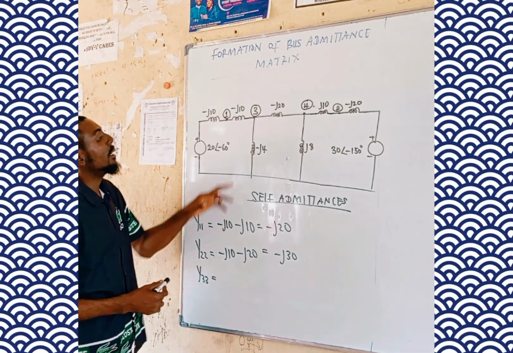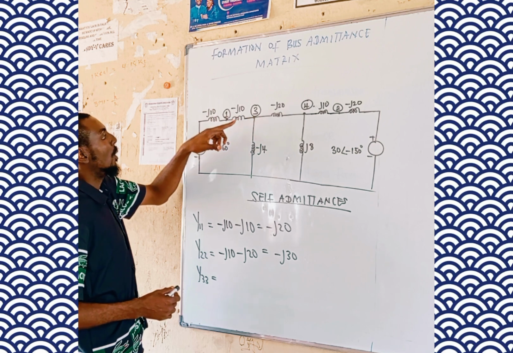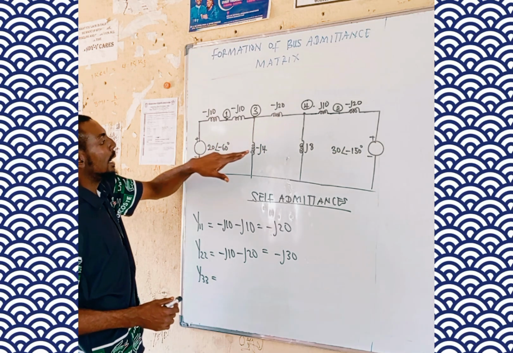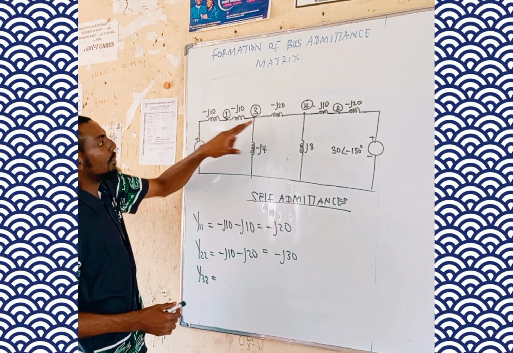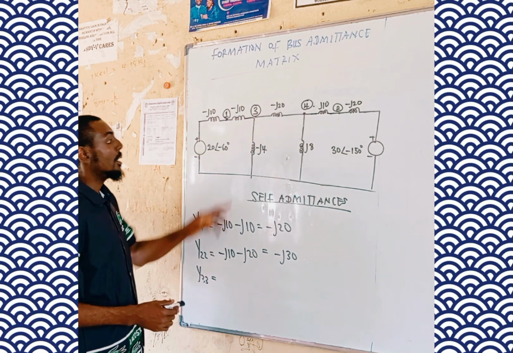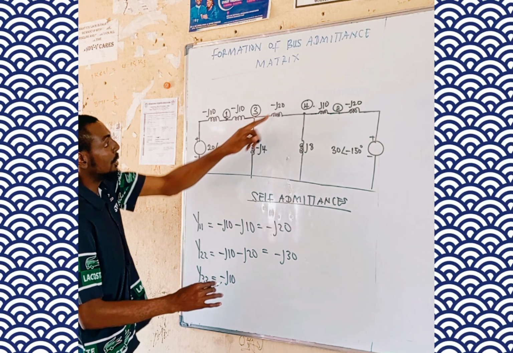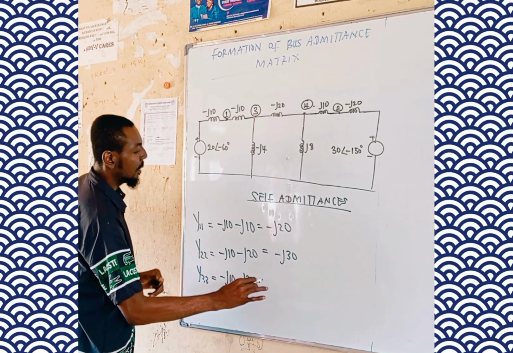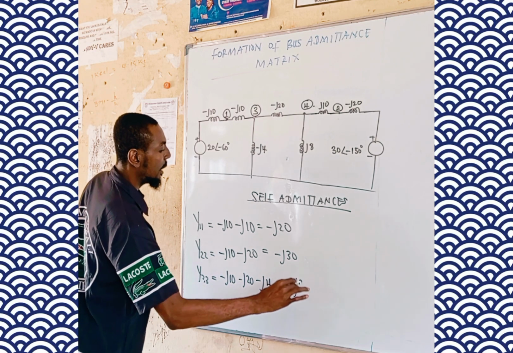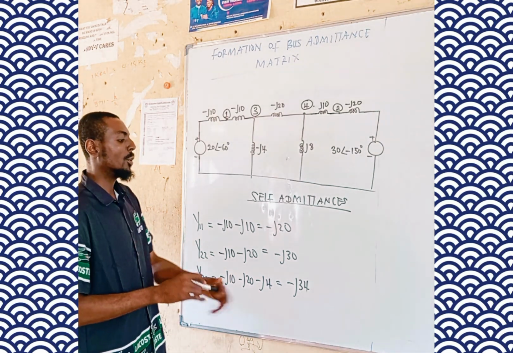So Y33 is all the admittances connected to bus 3, which are minus j10, minus j20, and minus j4. So these are the 3 admittances connected to bus 3, and that form the basis of Y33. So the admittances are minus j10, minus j20, minus j4. Of course, we have minus j34. That's minus j10, minus j20, minus j4 equals minus j34.